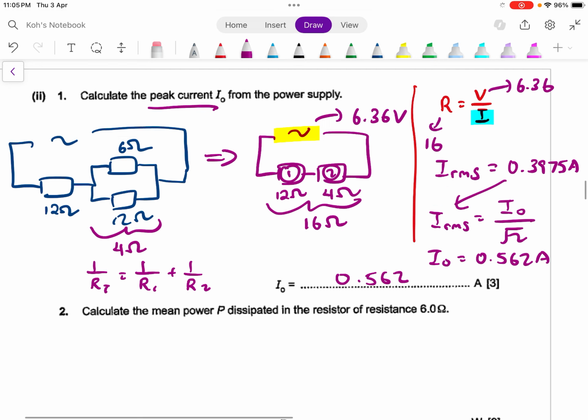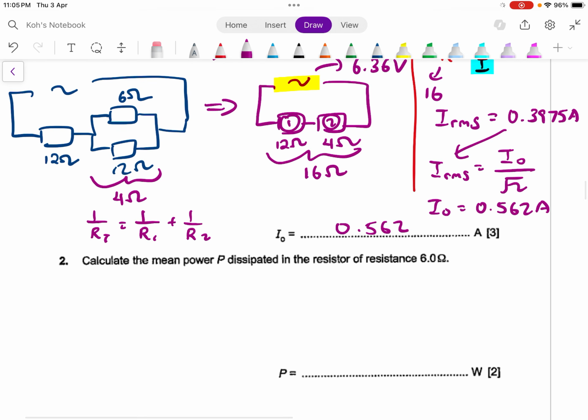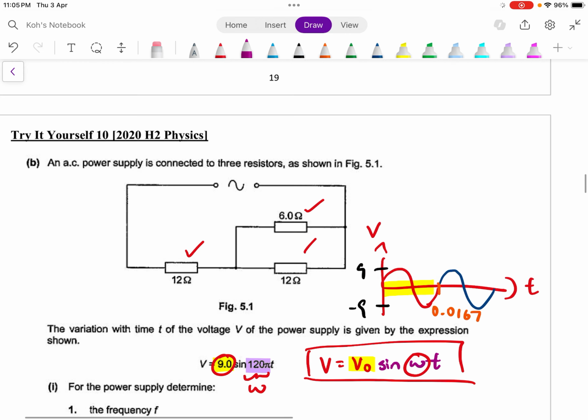Okay, so the next part, the last part, will be to calculate the mean power dissipated in the resistor of resistance 6 ohm. So mean power, always remember, is this. Of course you can also think of it as the RMS power, but they will not phrase it as RMS power because it's a bit weird. So mean power is equal to V RMS multiplied by I RMS. Okay, so let's go back to the circuit. We are asked to determine the mean power that is dissipated by this 6 ohm.